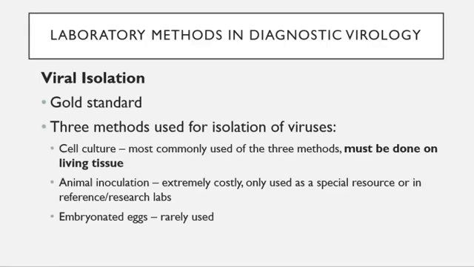Viral isolation is still considered the gold standard method for virology diagnostics. There are three methods used for isolation of viruses. There's cell culture, which is most commonly used, and it's done on living tissue. There's also animal inoculation, and this is extremely costly, and it's only used in special cases or in research or reference laboratories. And there are embryonated eggs that can also be inoculated, but this method is rarely used.